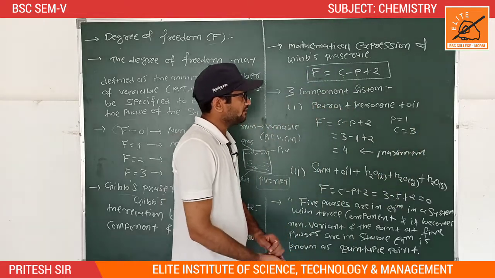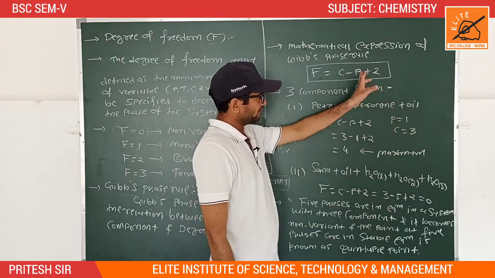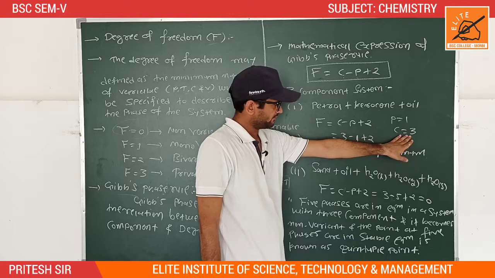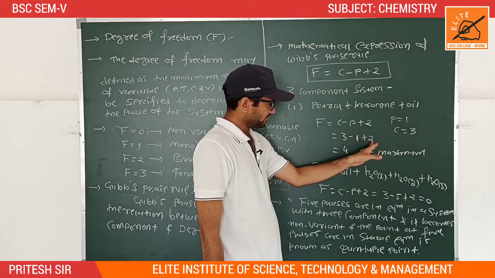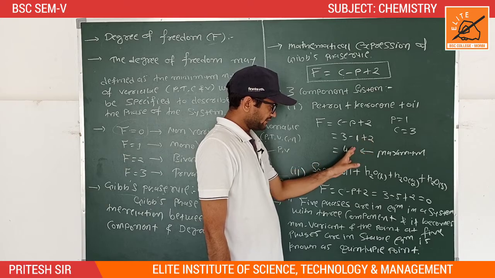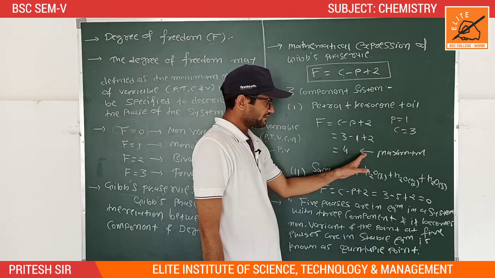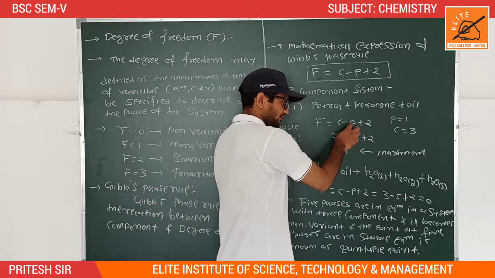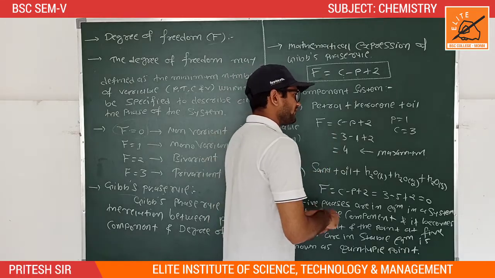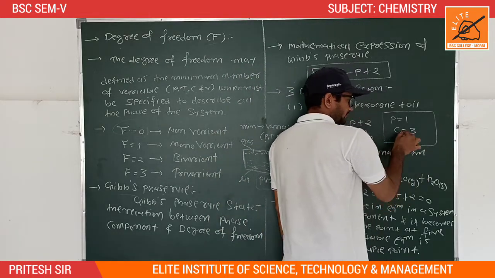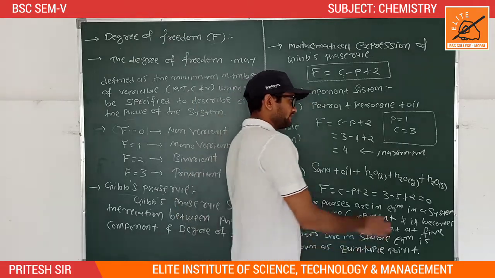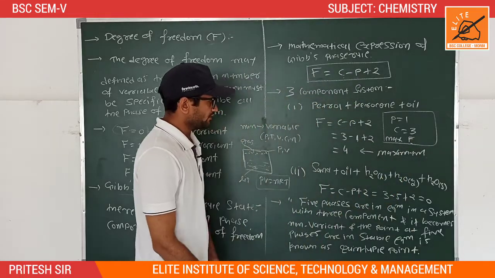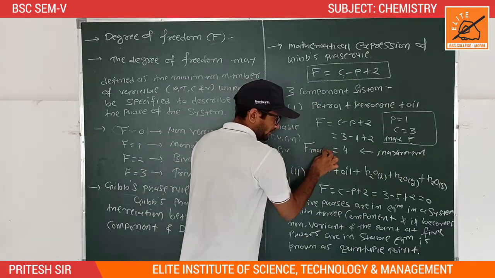Okay, so I put the value of C is equal to 3, P is equal to 1, plus 2. That means 3 minus 1 plus 2, which is 5 minus 1, and it is equal to 4. It means it is the maximum degree of freedom when the value of phase is equal to 1 and components is equal to 3. F means degree of freedom. So F maximum is equal to 4.